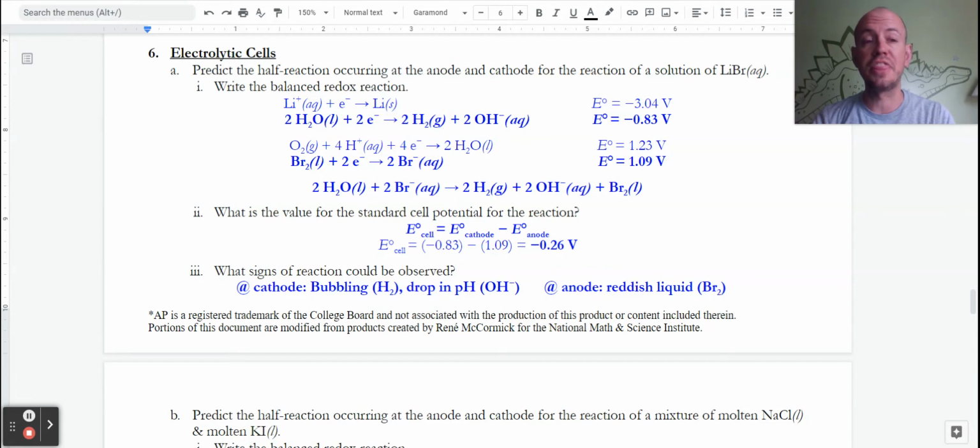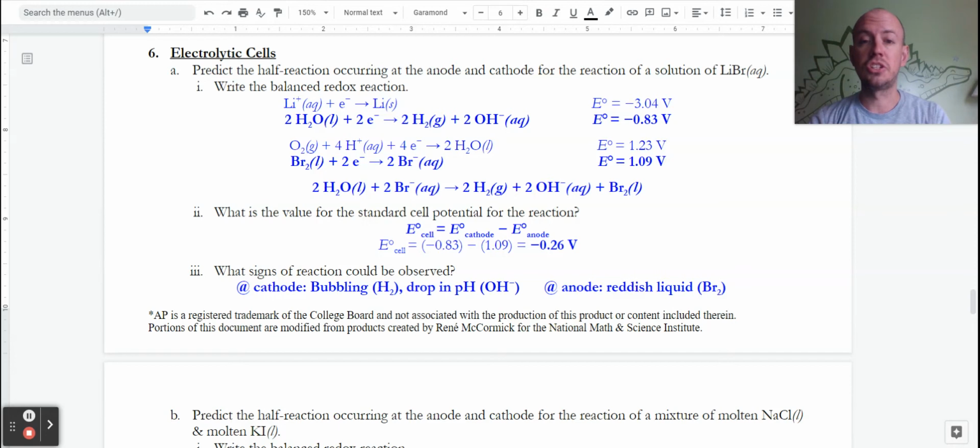So in terms of things available to be reduced, the lithium ion could be reduced. Remember, the reactions are written as reductions. Or water can be reduced. Both of them require voltage, but water requires less voltage. So this one is the most likely to occur as a reduction.